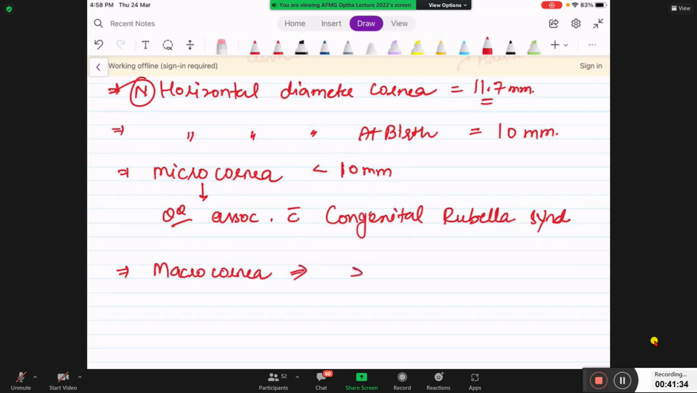Write down. If the horizontal diameter of cornea is more than 12 millimeters at the time of birth, then you call it macrocornea. And if it is more than 13 millimeters in adults, then also you will say it is macrocornea.